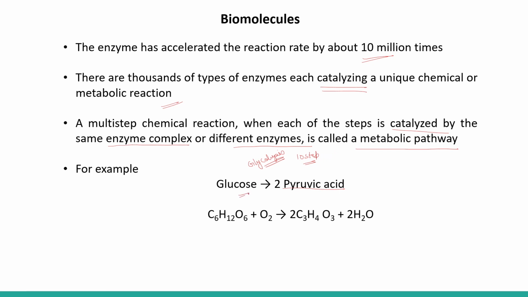So this glucose is a 6-carbon compound that changes to 2 molecules of 2-carbon containing compound, that is pyruvic acid. Glucose is a 6-carbon containing compound, and here 2 molecules of pyruvic acid are formed.